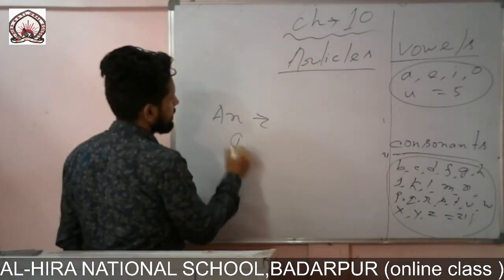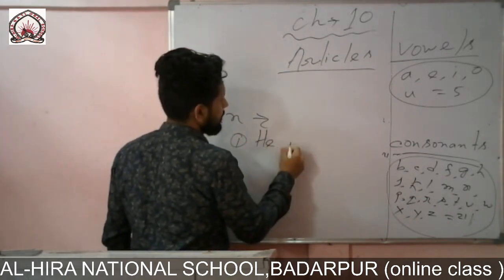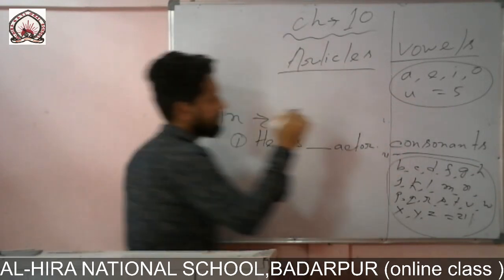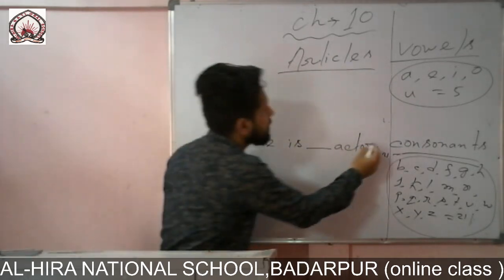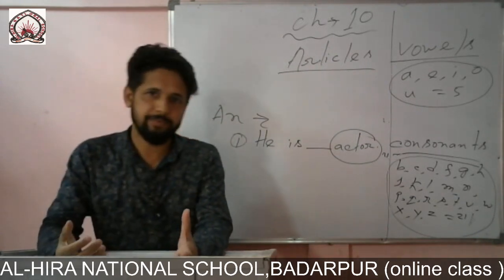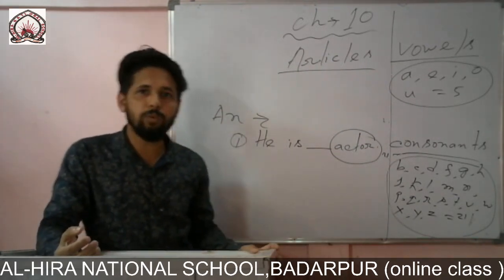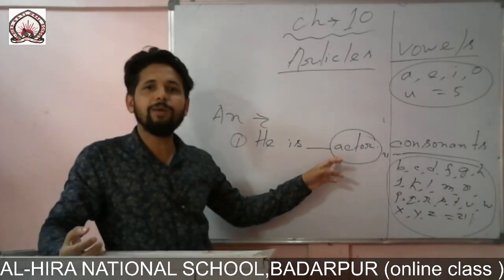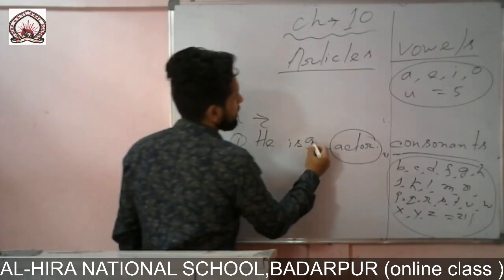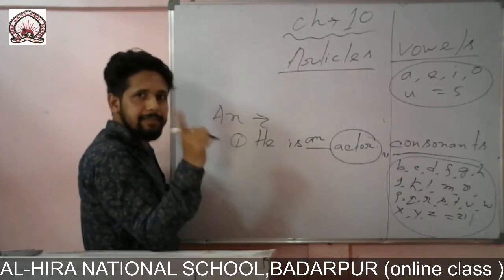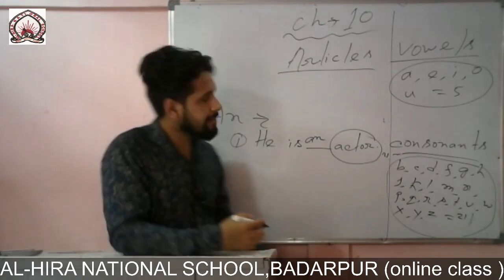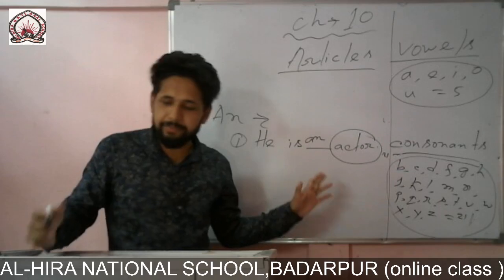For instance, we can write, he is dash actor. Here in this word there is something different. The difference is that the word begins with a vowel. Understand? So this is the reason why we shall write AN. He is an actor. Instead of writing A or THE, we shall write, he is an actor. Very simple.